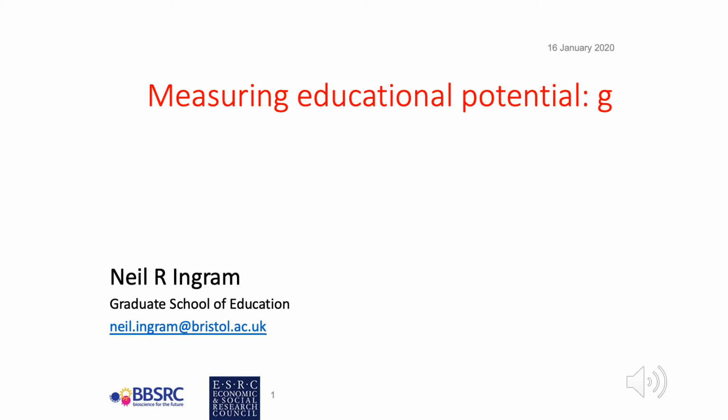This presentation considers one of the most powerful and one of the most controversial ways of measuring a child's educational potential, the statistic known as lowercase g.